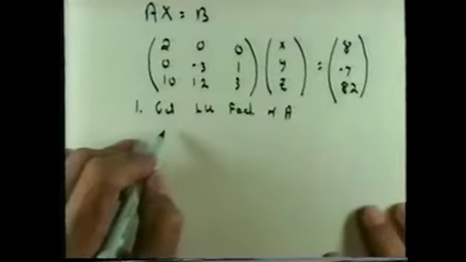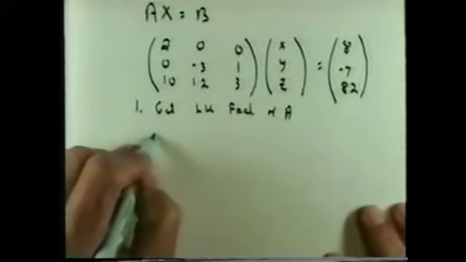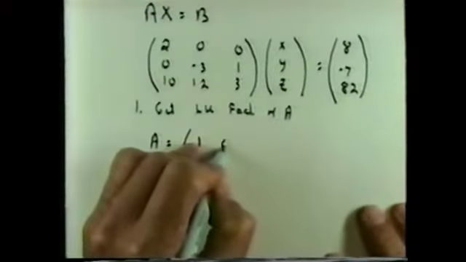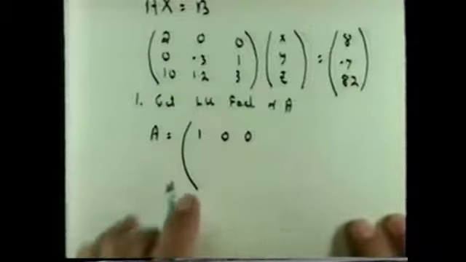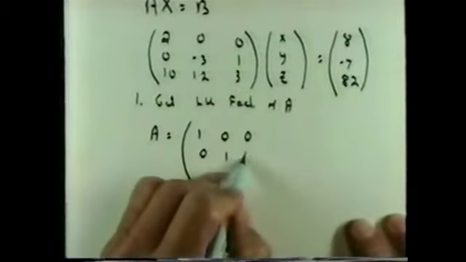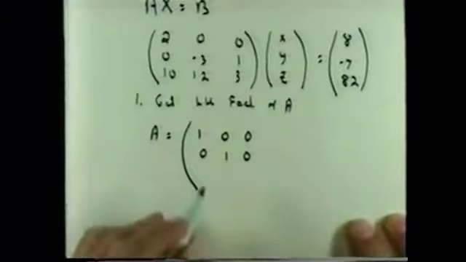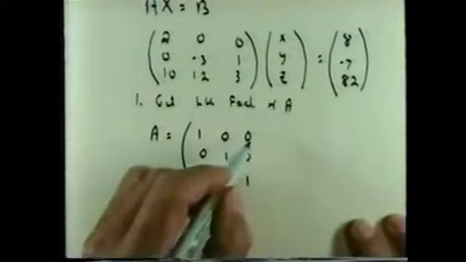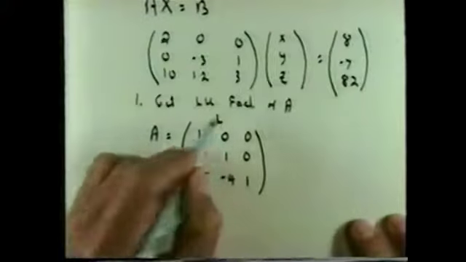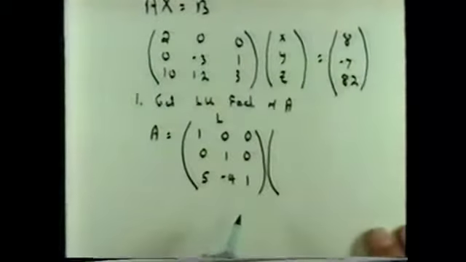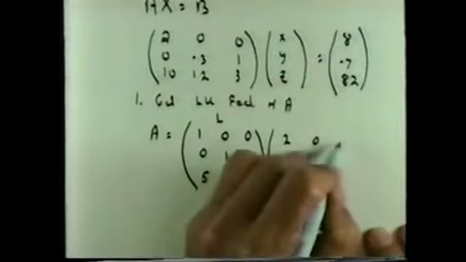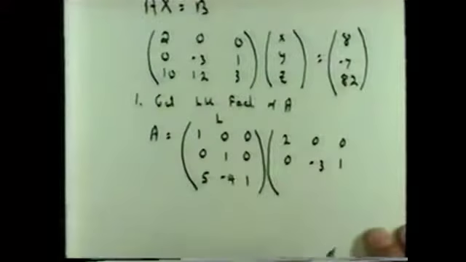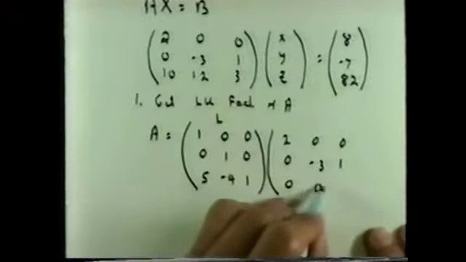So A would equal 1, 0, 0, 0, 1, 0, 5, negative 4, 1. And here's your lower triangular matrix times the upper triangular matrix 2, 0, 0, 0, negative 3, 1, 0, 0, 7.